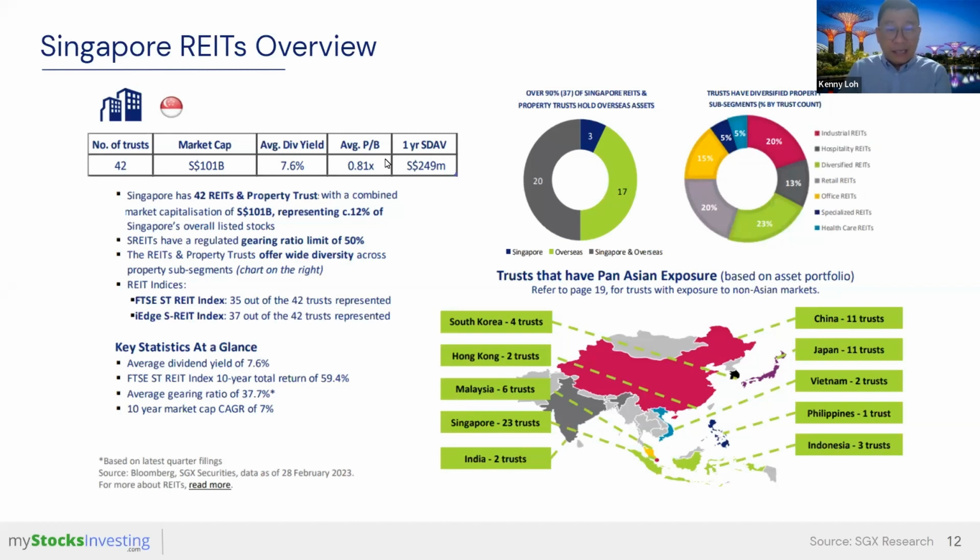At the present moment, Singapore REIT is trading at 0.81 price to book. That means close to 20% discount. You just imagine, if a property is worth 1 million at a good location, and they are able to give you 7.6% dividend, but at the present moment the property is only selling at 800,000. It's really a no-brainer. Okay, because over the long term, the valuation will continue to go up, and also the share price will go up.